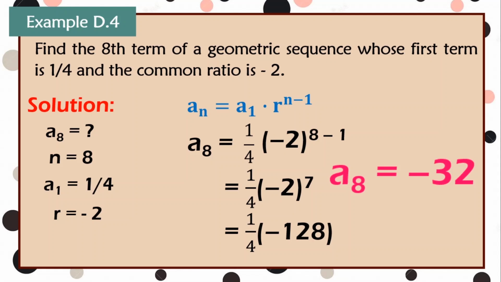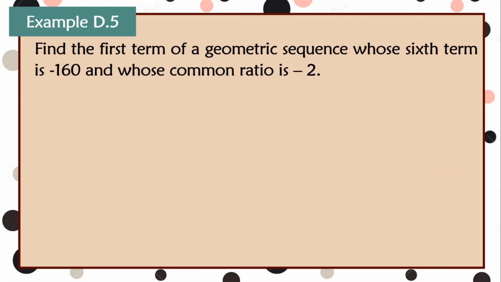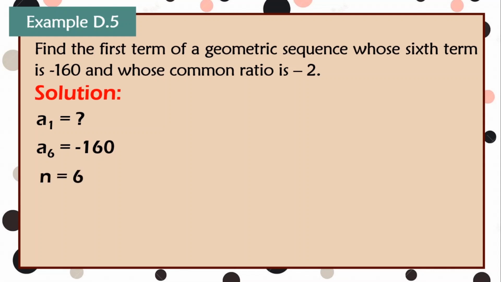Next, example number 5. Find the first term of geometric sequence whose sixth term is negative 160 and whose common ratio is negative 2. So for our solution, let's get all the given. The unknown is the first term, so we don't have a sub 1. And a sub 6 is negative 160. N is 6. So that is the last given term from the given sequence. And r, the common ratio is negative 2.